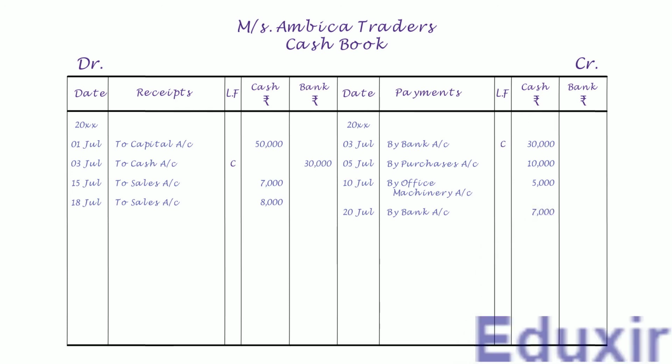Also note that as this transaction involves depositing the cash into the bank, we need to write C in the ledger folio column, indicating that this is a contra. This also indicates that this entry should not be posted into the ledger account. With that, we have completed the posting of the cash entry into the cash book. Let us now take up the bank entry.